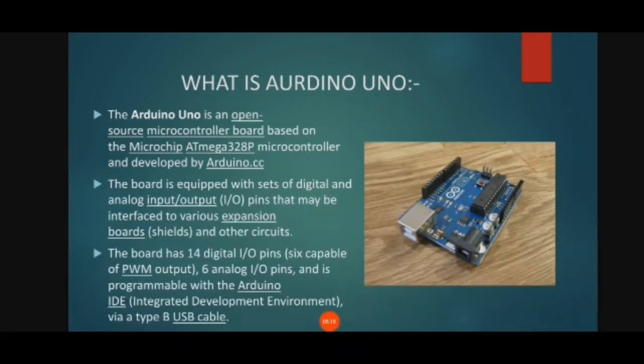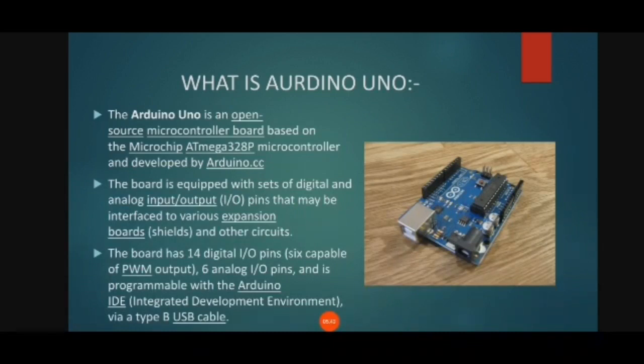The board can be supplied with power either from the DC power jack, the USB connector, or the VIN pin of the board. Supplying voltage via the 5 volt or 3.3 volt pin bypasses the regulator and can damage the board. 3.3 volt supply is generated by the onboard regulator. Maximum current drawn is 50 milliampere.